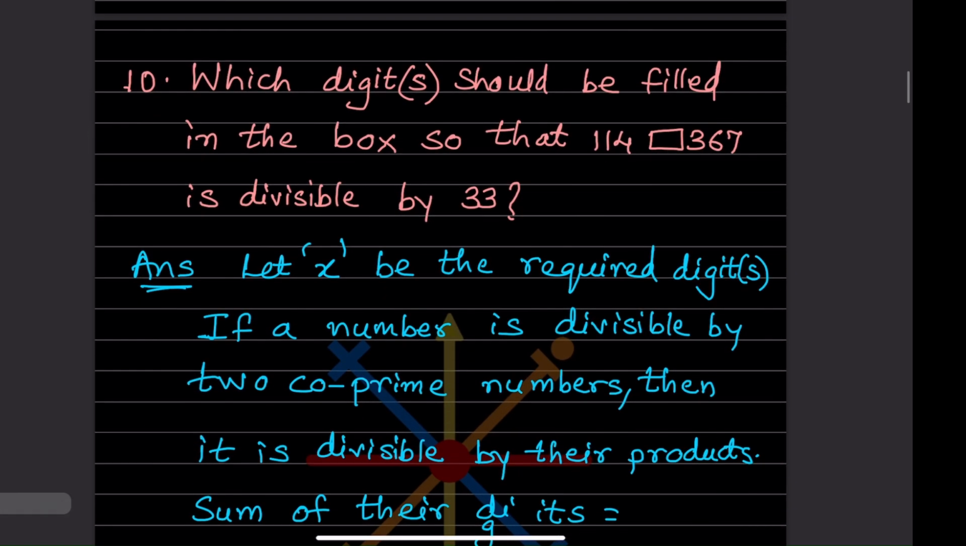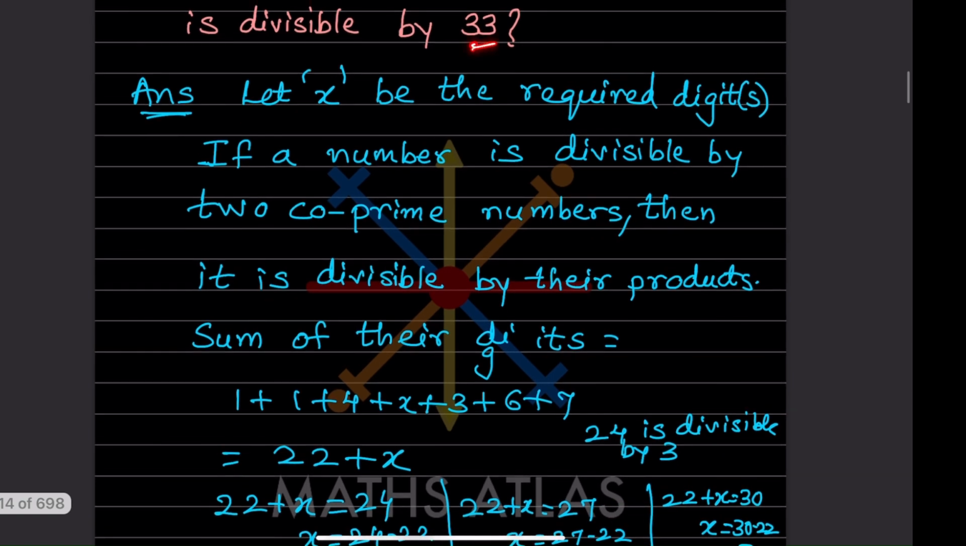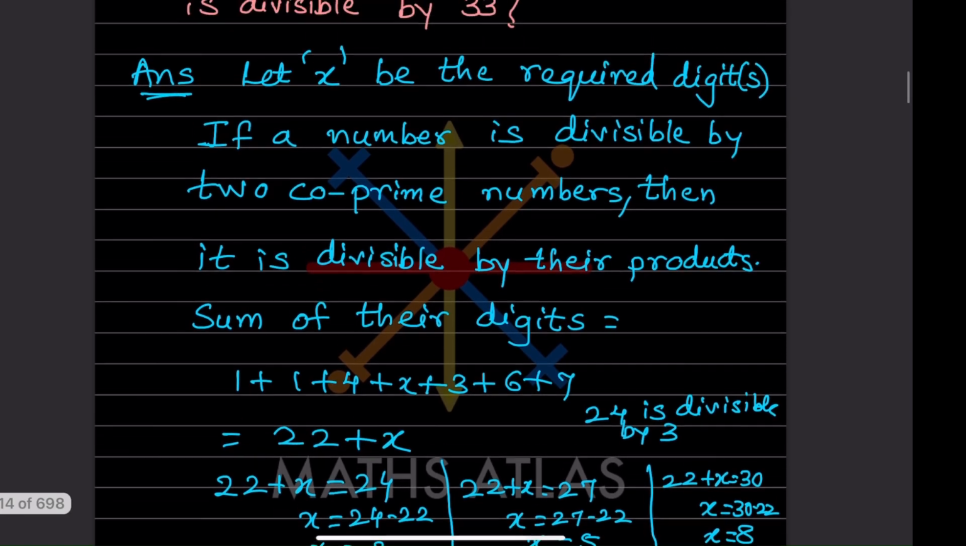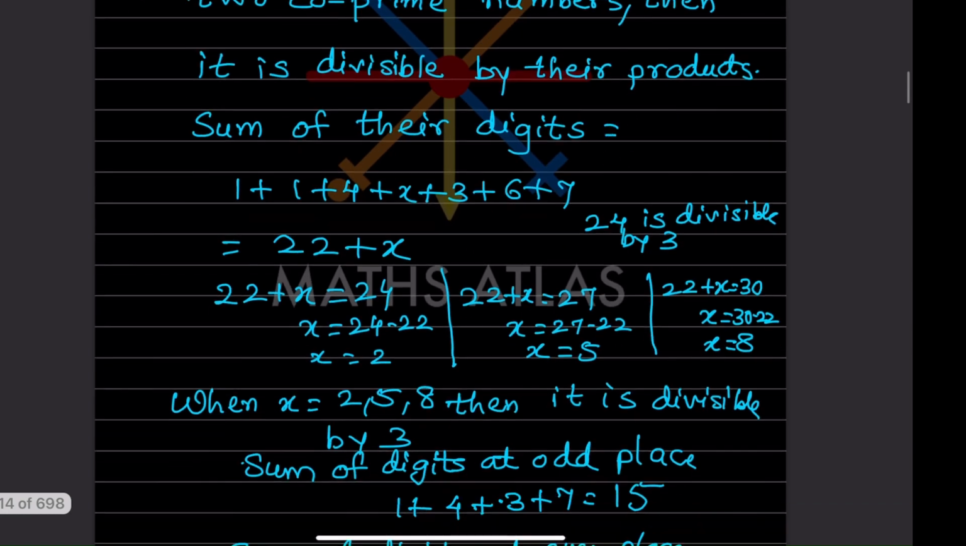Which digits should be filled in the box so that the given number is divisible by 33? So again here we'll put x. To be divisible by 33, the rule is that if a number is divisible by 2 co-prime numbers, then it is divisible by their product. So what will you do here? You will add all these numbers, and in place of this you will put x.